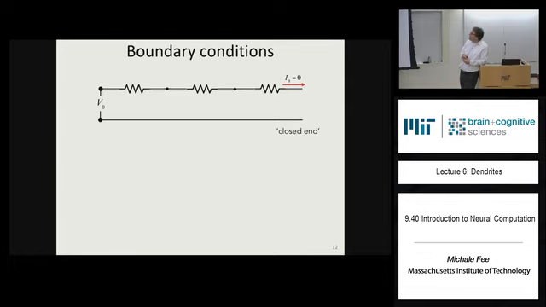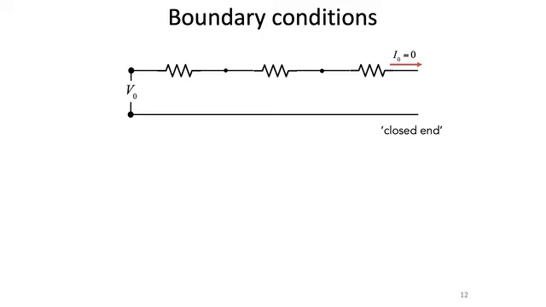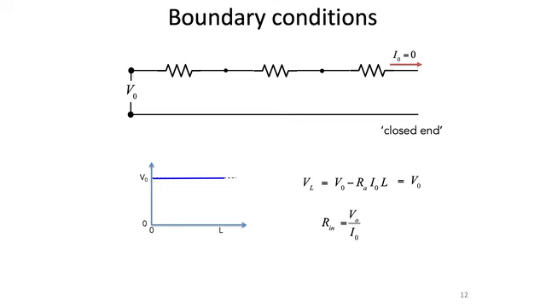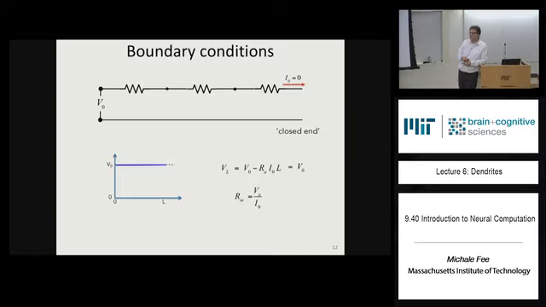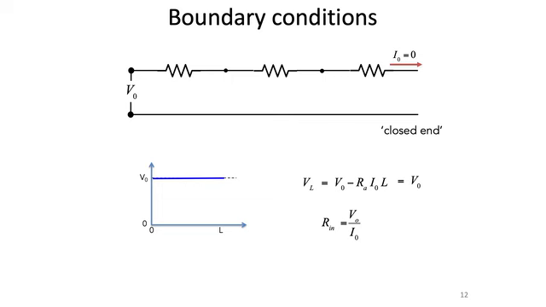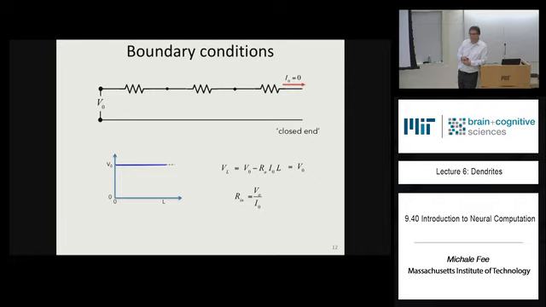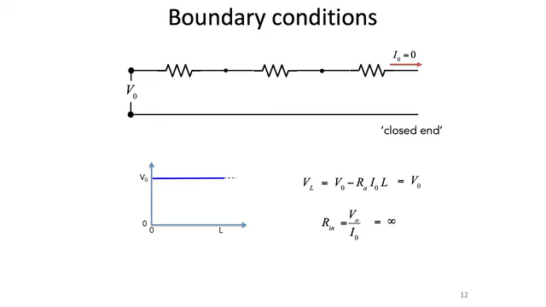Does that make sense? So what can you say about the current everywhere? It's 0. And what can you say about the voltage everywhere? Is V naught. Okay? Exactly. So the voltage everywhere becomes V naught. And the input impedance, anybody want to guess what the input impedance is? What's the ratio of the voltage at this end and the current at this end? It's infinite. That's right. Okay?